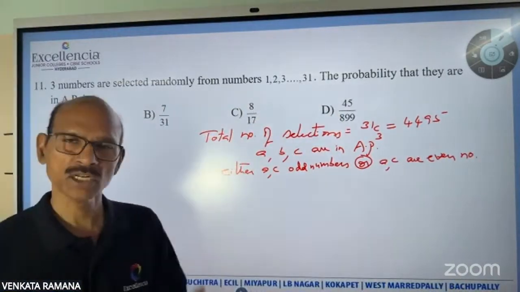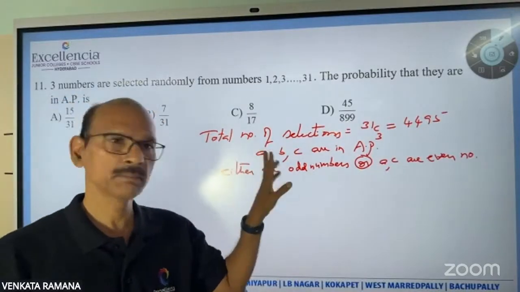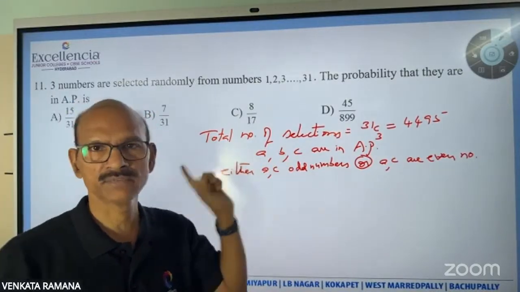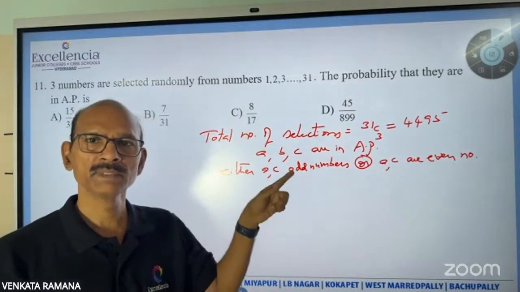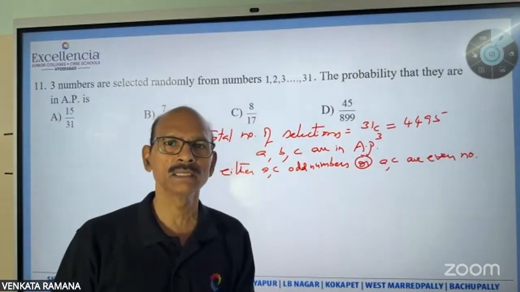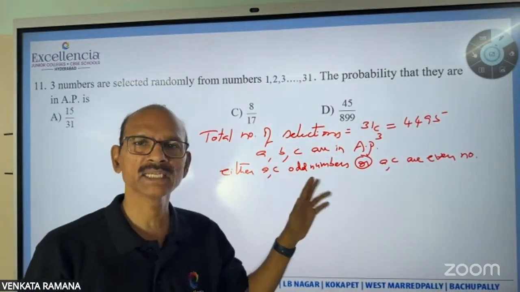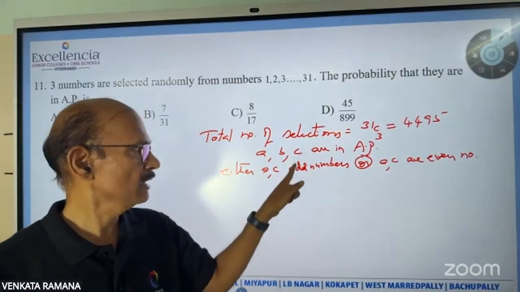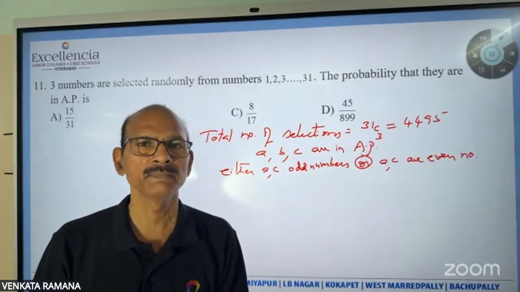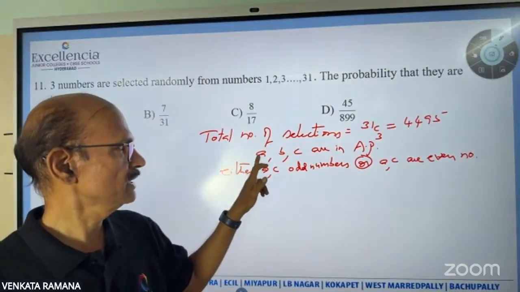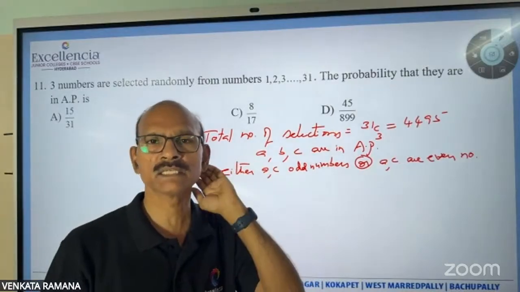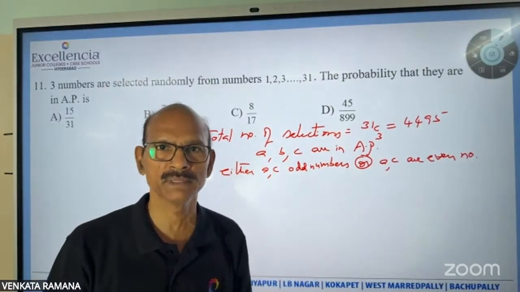A and C are actually a selection of 2 numbers only. If you select A and C as odd numbers, B will automatically be an integer. Suppose I consider odd numbers 1 and 5, for example. 1 and 5 means 6, 6 by 2 is 3. So if you select A and C, B is automatic. Suppose A is 2 and C is 4. 2 and 4 means 6, 3. So if A and C are both odd or both even, then it is nothing but selection of numbers such that all the 3 are in AP.